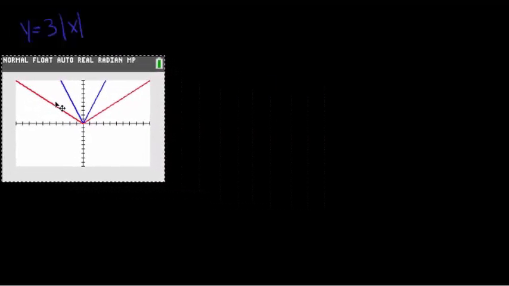Now notice in blue is the y equals 3 times the absolute value of x. I kept the parent graph in red there so you can see over 1, up 1. And now I'll look at the y equals 3 times the absolute value of x. Our vertex point is still at 0, 0 because we didn't move it left or right or up and down. So over 1, up 3, over 1, up 3. So when that number is greater than 1, it stretches it. So it has a steeper slope basically.